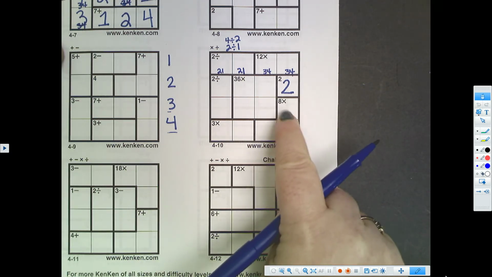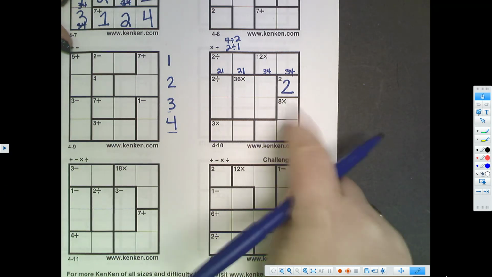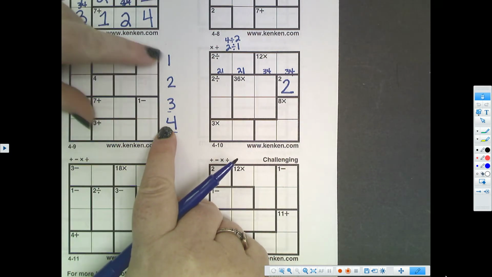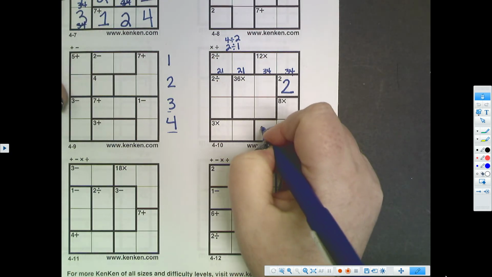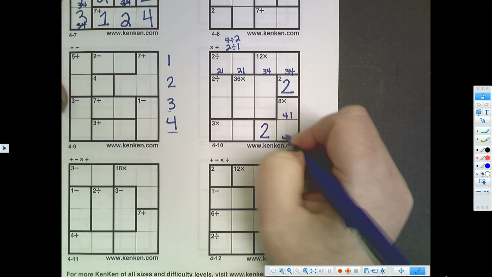even though 8 is 2 times 2 times 2, I can't use that many 2s together. So this has to be 2 times 4 is 8 times a 1. I've already used the 2 there, so the 2 is going to have to go in this box, and this has to be 4 times 1.